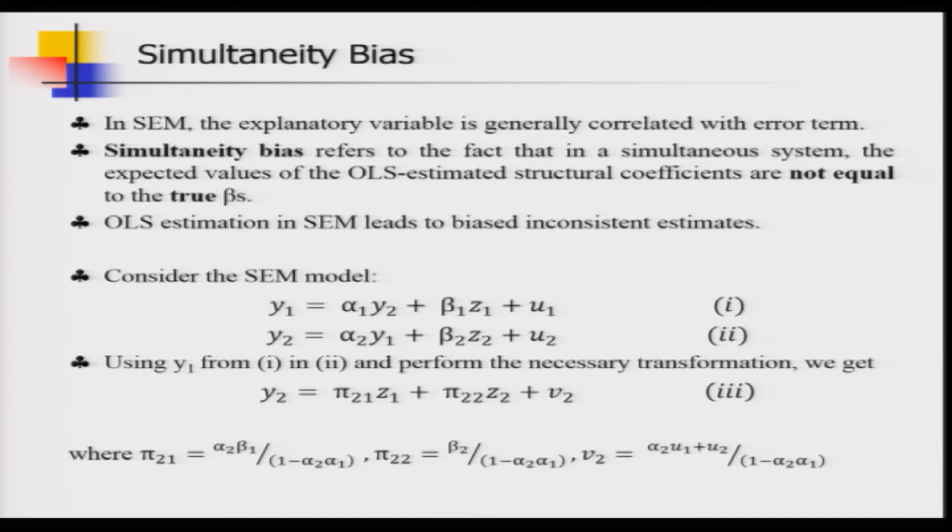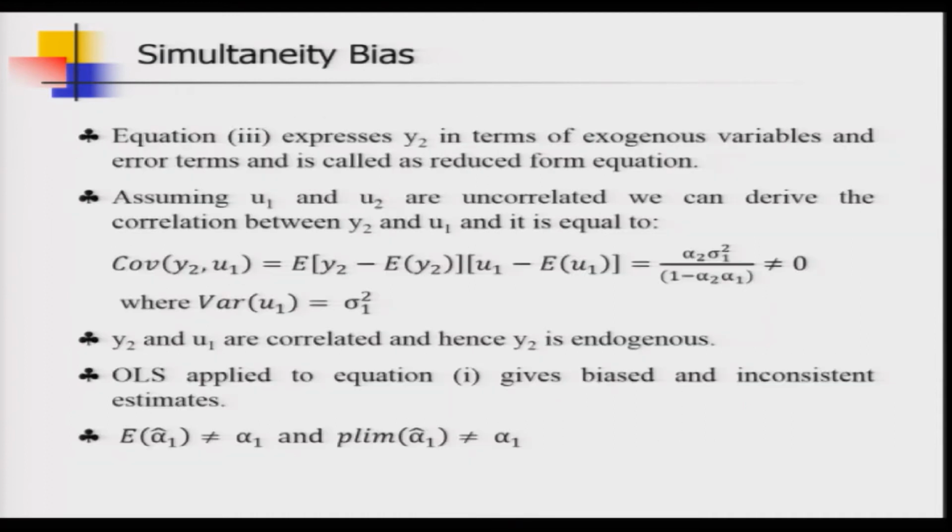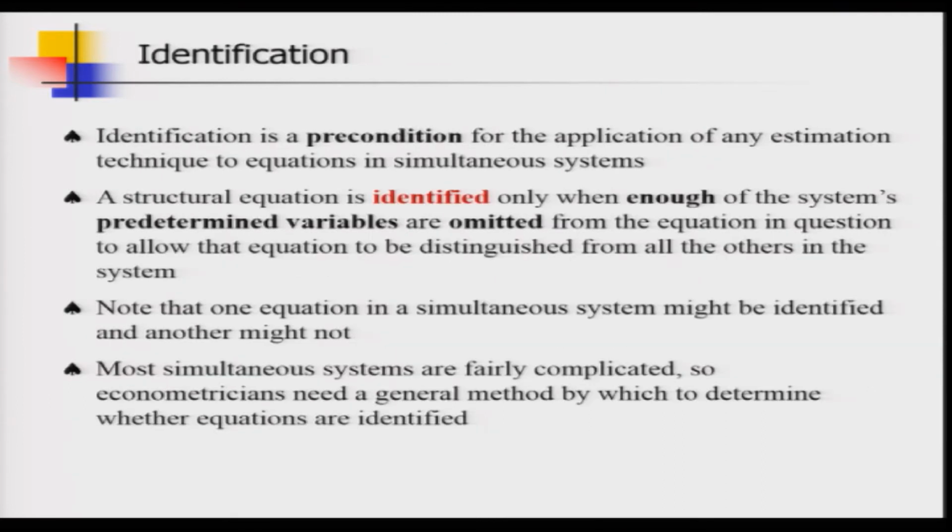Okay, so now you assume that u1 and u2 are uncorrelated, and then we can derive the correlation between y2 and u1, and the expression is given here, and this is just a mathematical investigation. Then you assume that y2 and u1 are correlated. Now, we are going to talk about the identification problem again.